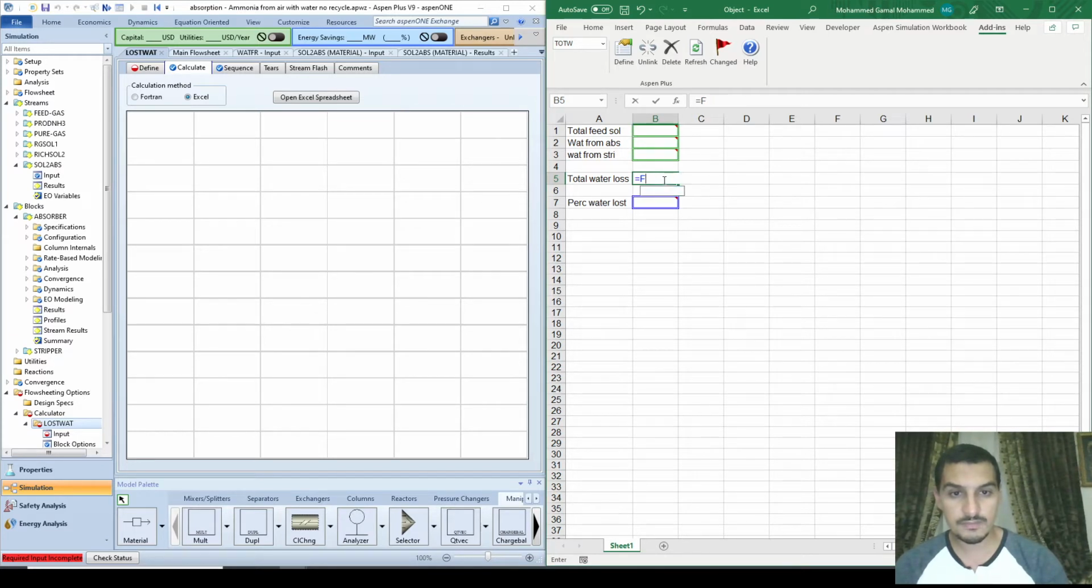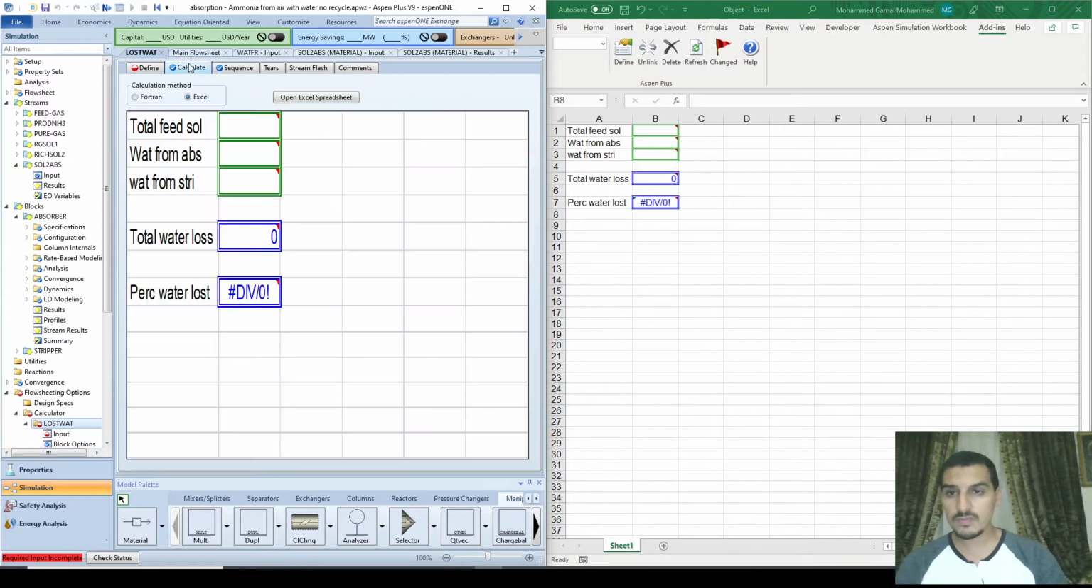I'm sorry, this is gonna be water from absorber plus water from stripper, and this is gonna be the total water loss divided by the total feed solvent. So this is all what I need to do. I'm gonna go back here, and now everything is available here.